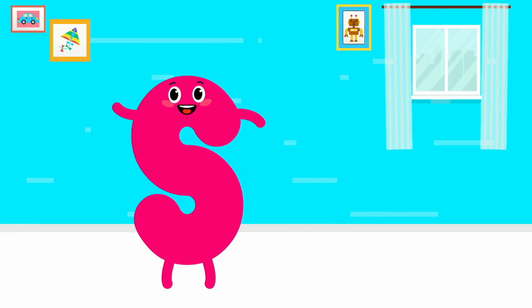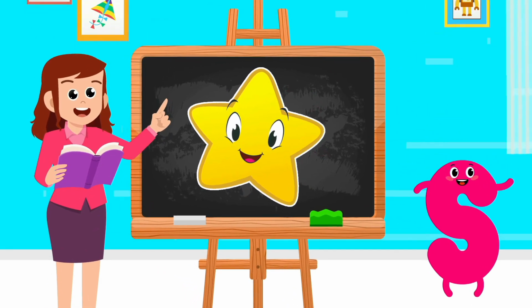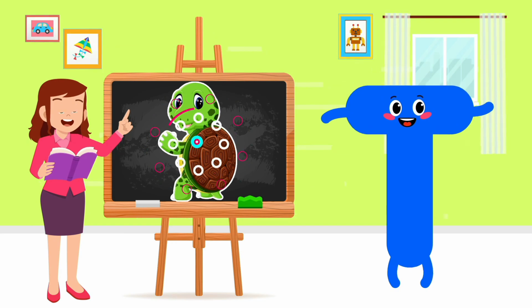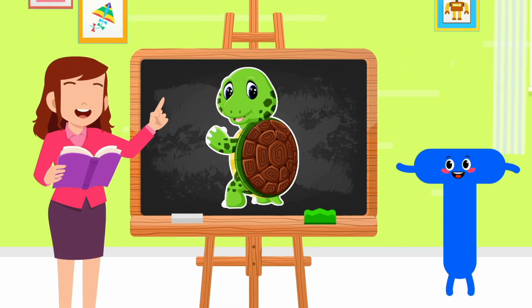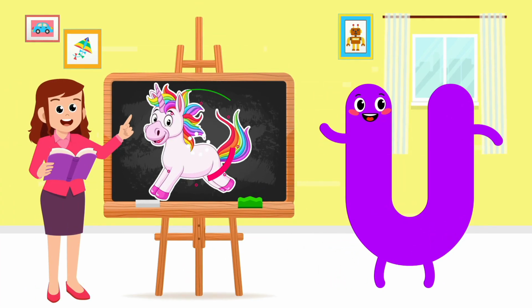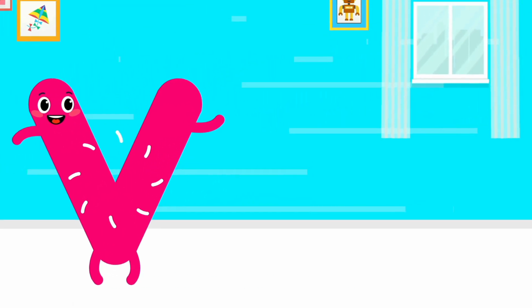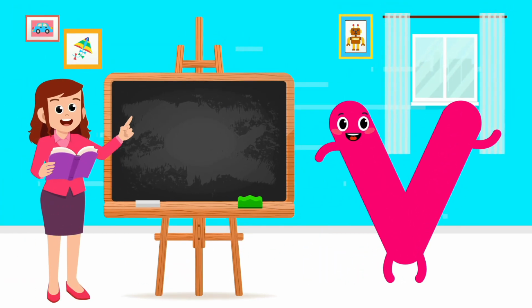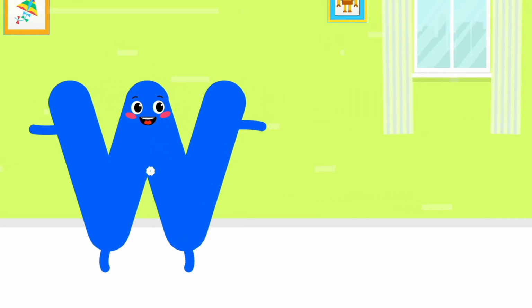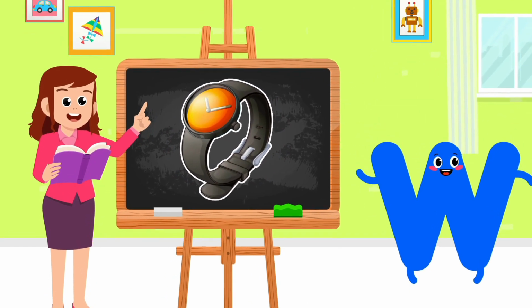F. Alphabet F. F for star. T. Alphabet T. T for turtle. U. Alphabet U. U for unicorn. V. Alphabet V. V for violin. W. Alphabet W. W for watch.